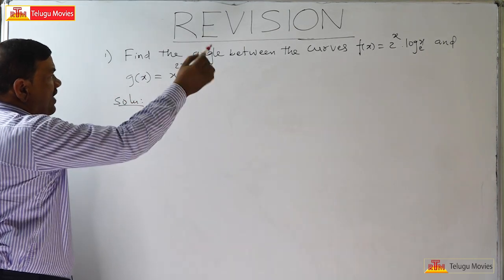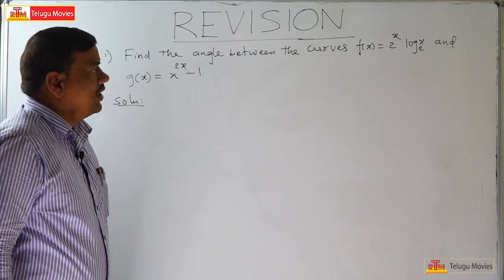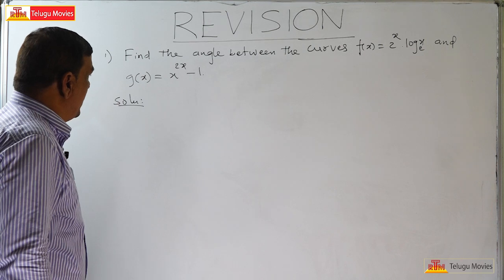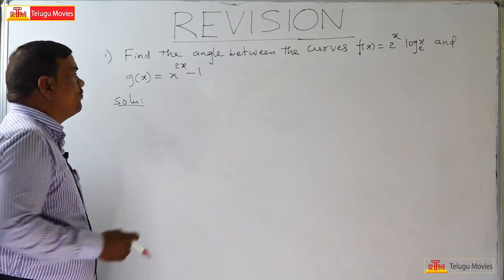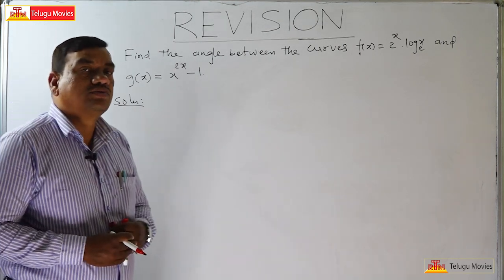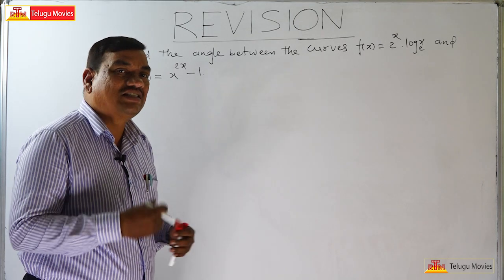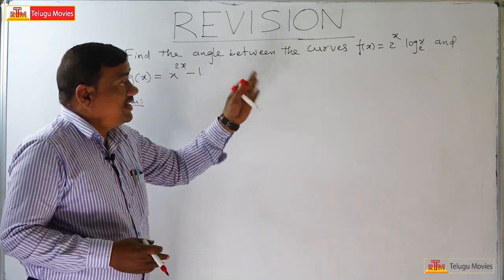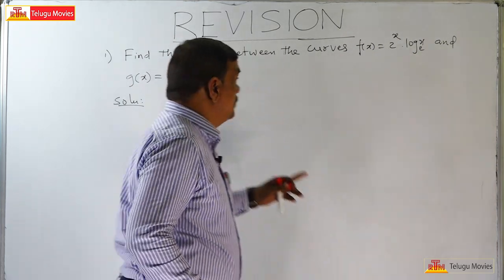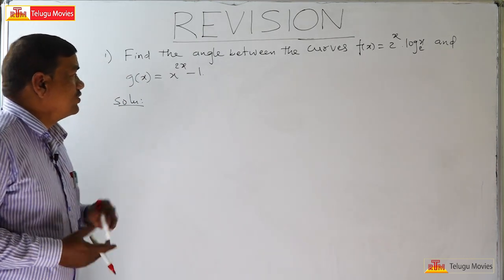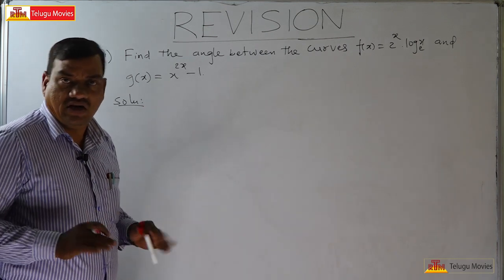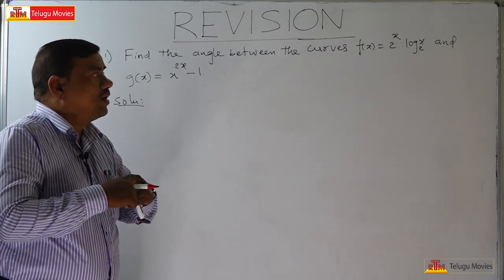So the problem is, find the angle between the curves f of x is equal to 2 power x into log x to the base e and g of x is equal to x to the power of 2x minus 1. So there are two curves. They are not familiar curves. Familiar curves means e power x, x square, sin x, cos x, tan x. But here is the product of the two familiar curves, 2 power x and log x to the base e. And this is also x to the power of 2x minus 1, an exponential curve. So drawing the curves is very difficult.